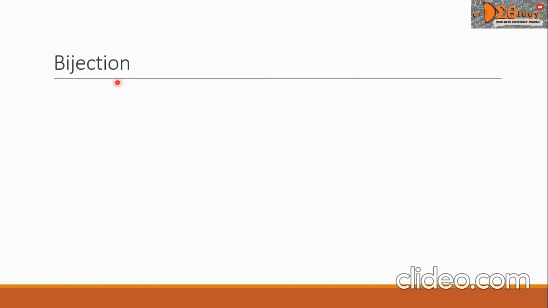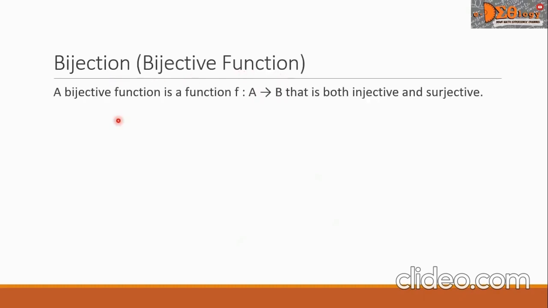The next is bijection or bijective function. A bijective function is a function f from group A to group B that is both injective and surjective.